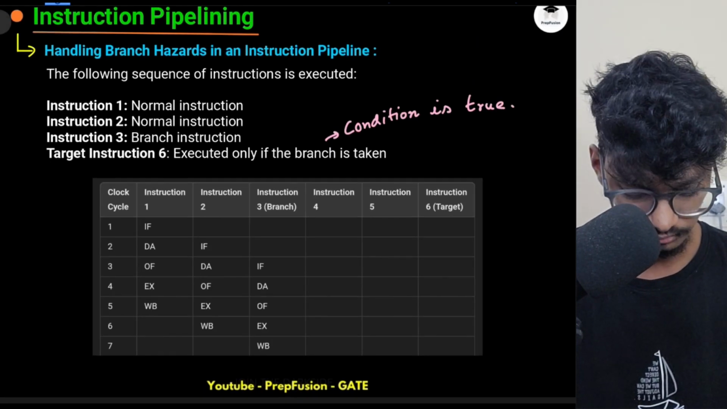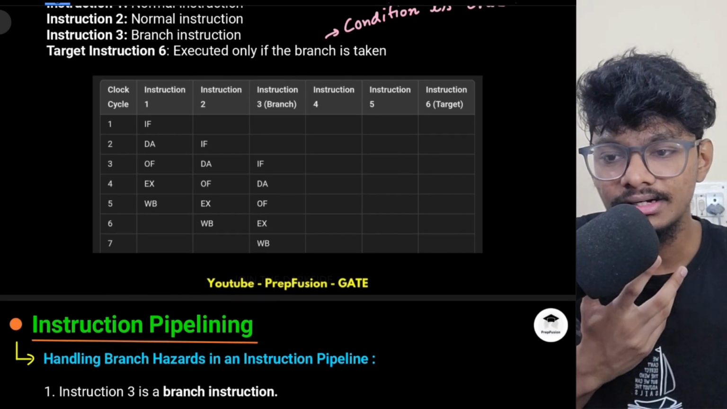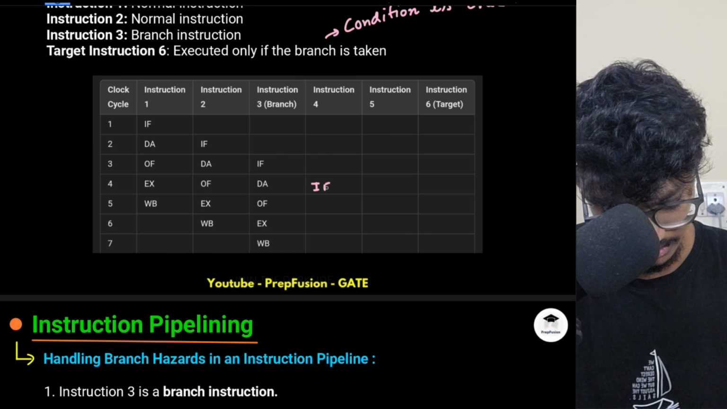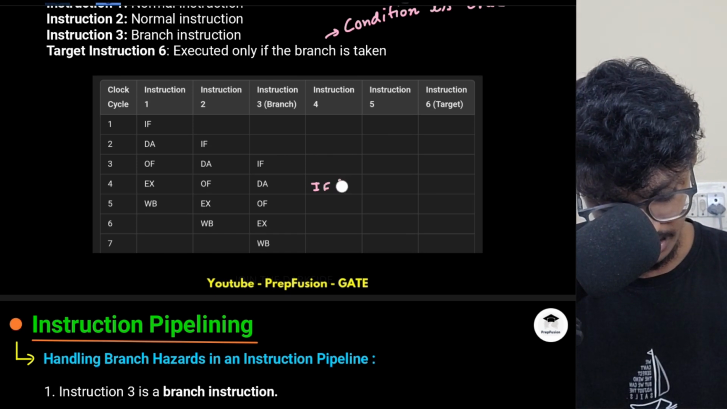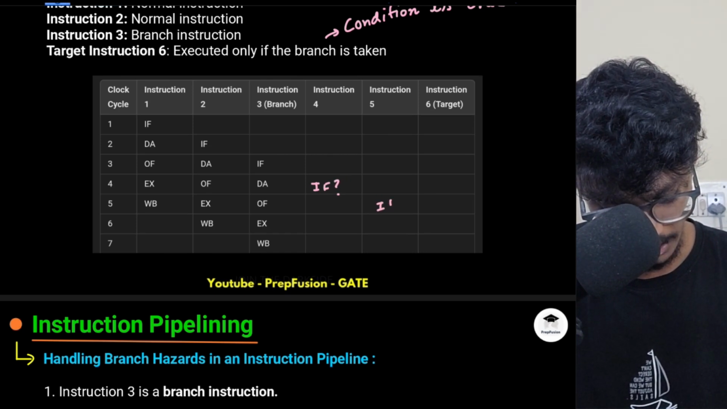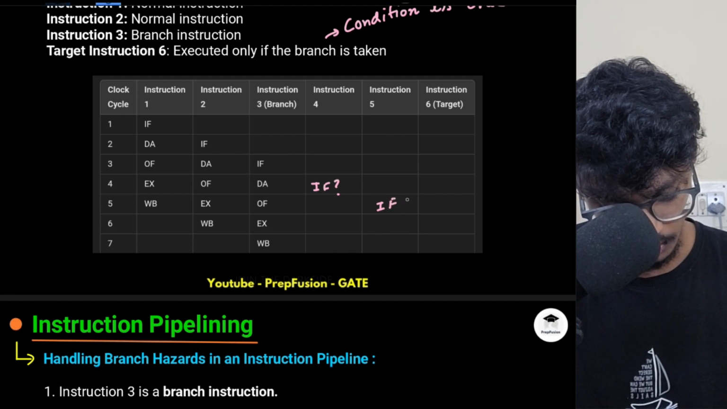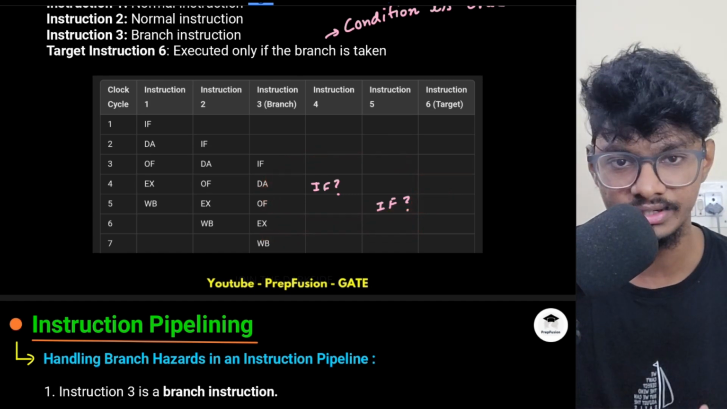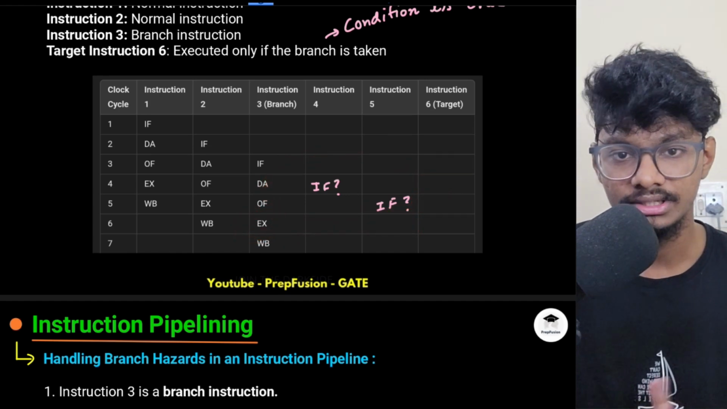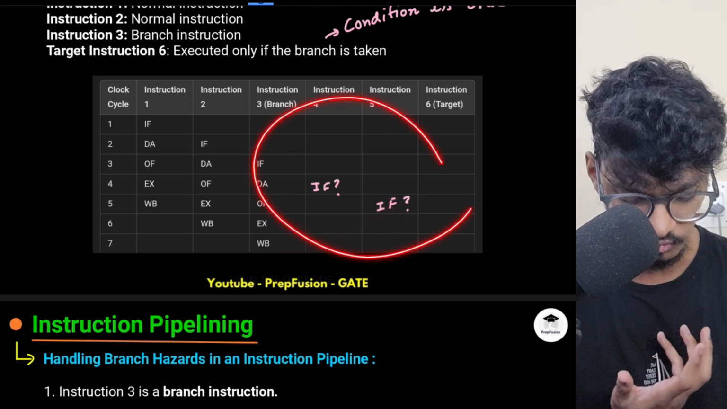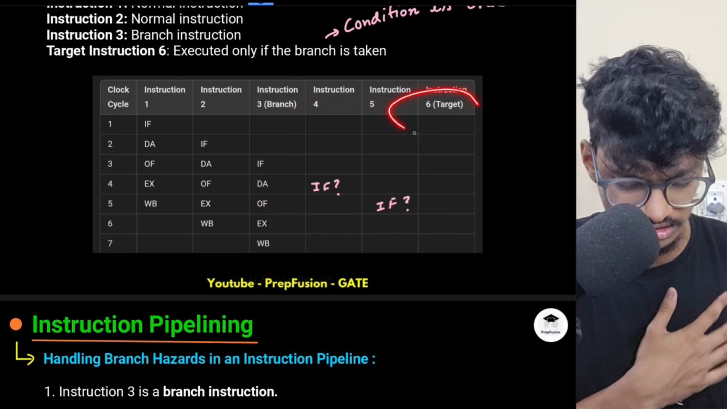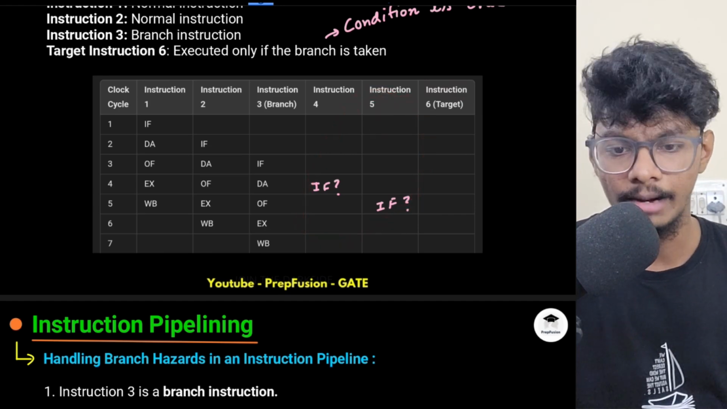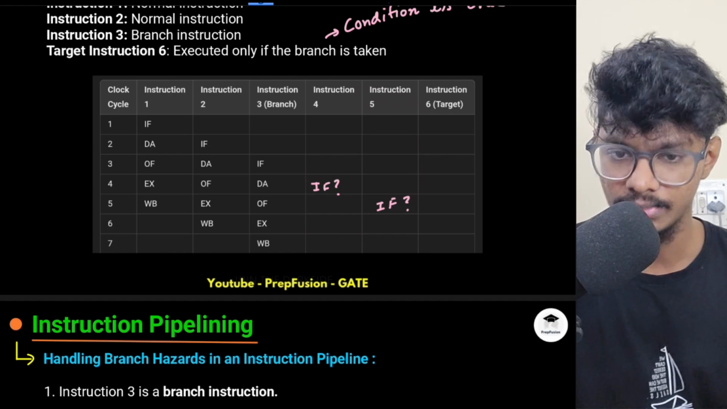So what will person A do? Is it supposed to fetch the instruction here? Will I fetch my instruction here for I5? Because if the condition is true, all this is just a waste. If I decode my condition, then I get to know I had to go to another instruction. So why will I fetch instructions 4 and 5? I will directly go to instruction 6. Why will I fetch instructions 4 and 5? It's just a waste. These should not have been processed, correct?